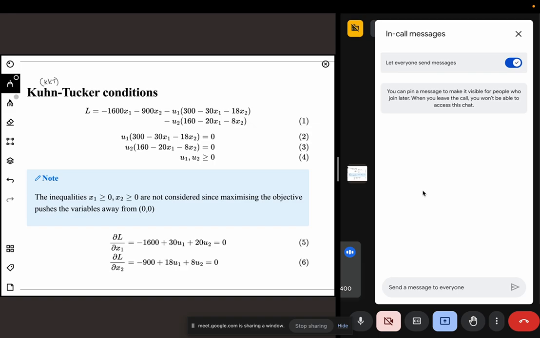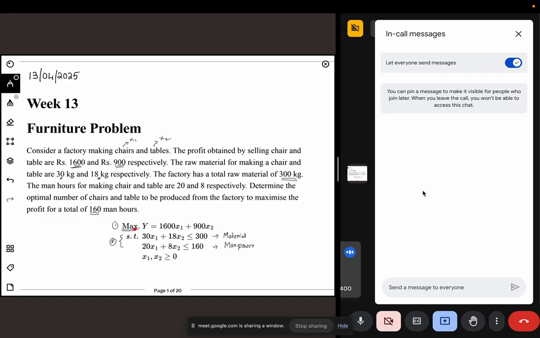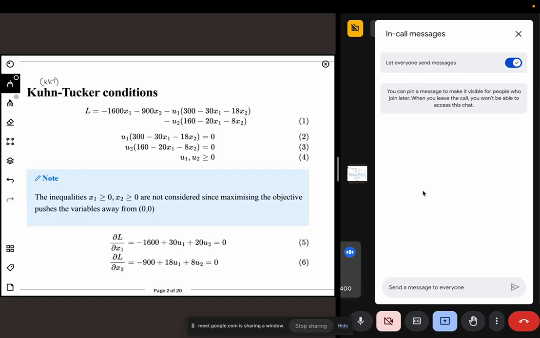So how do I write my Lagrange? This is a maximization problem. So I'm multiplying with minus so that I'll convert this maximization into a minimization. Then I can minimize this function. Everything we discussed in the lecture will be consistent with that. So I'm taking minus 1600 x1 minus 900 x2. Instead of lambda, I'm putting u. These are my Lagrange multipliers.